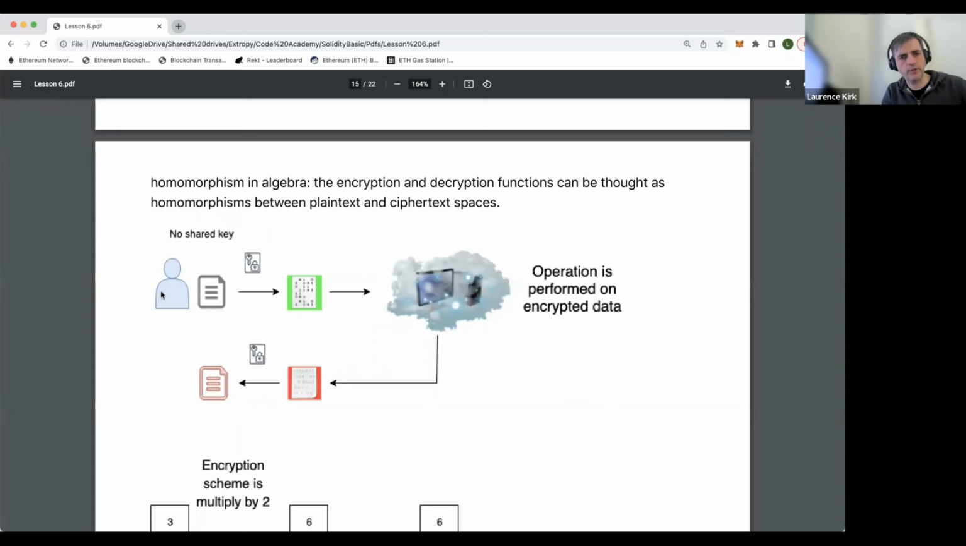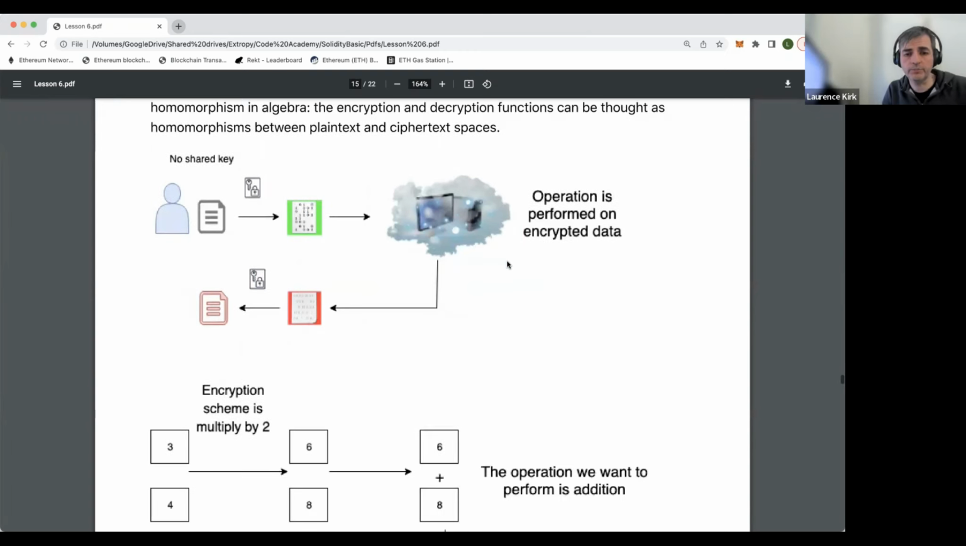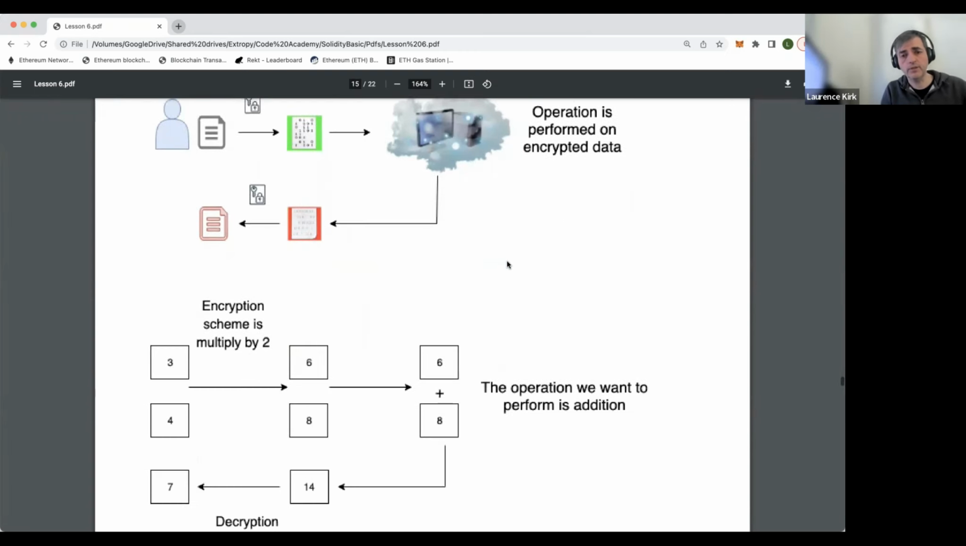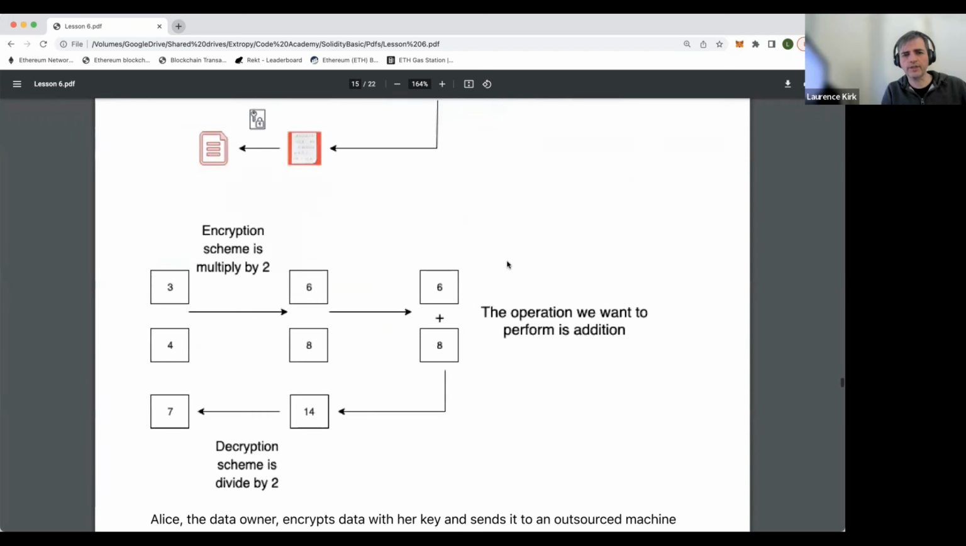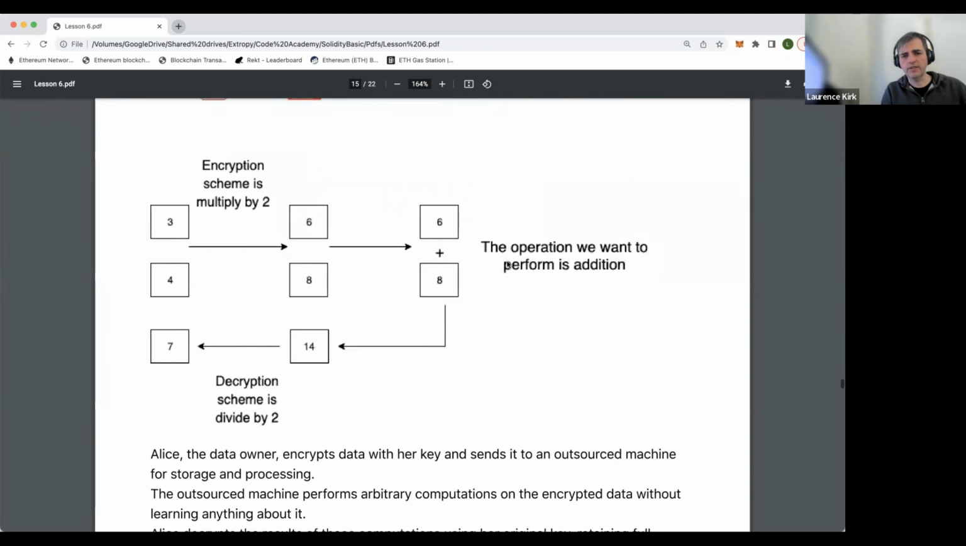They would just be doing operations on this data. They would send it back to the original person, who could then use their original key to decrypt the data, and they would get back the results of the operation that the third party had done on the data. And that does sound too good to be true, but this is definitely possible. And you can see a sort of toy example of this given here.